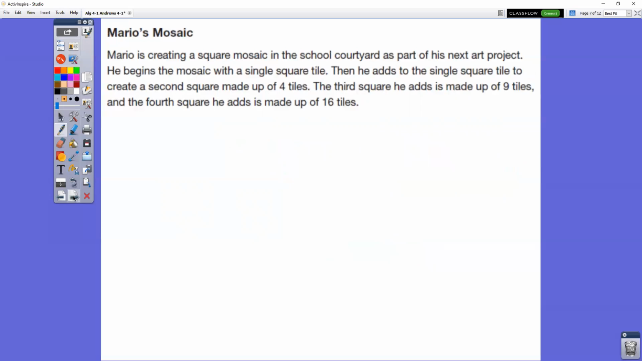Take a look at Mario's mosaic. Mario is creating a square mosaic in the school courtyard as part of his new art project. He begins the mosaic with a single square tile. Then he adds a second square made up of 4 tiles. Then his third square is made up of 9 tiles. His fourth square is made out of 16 tiles.